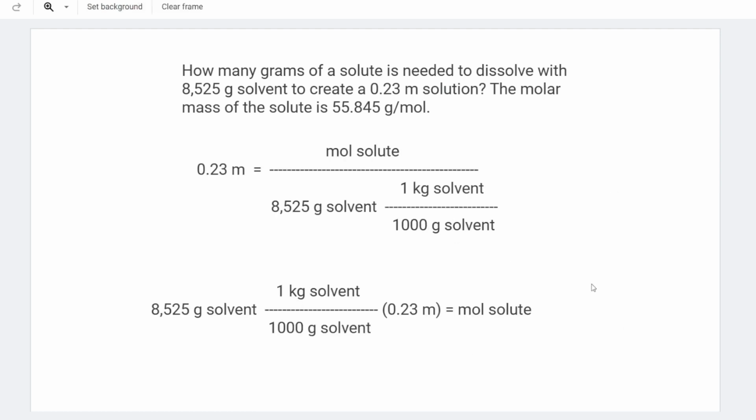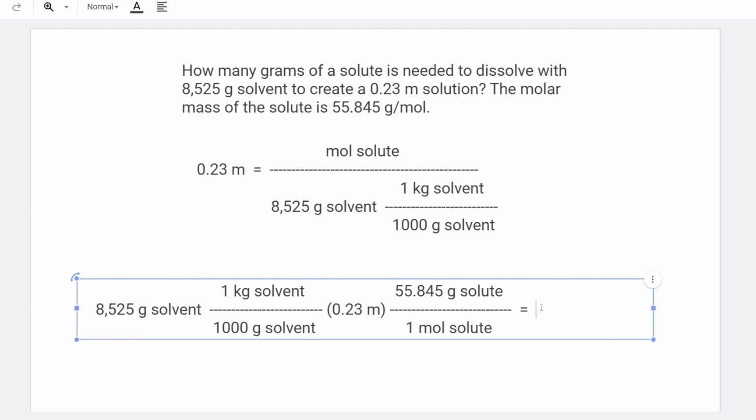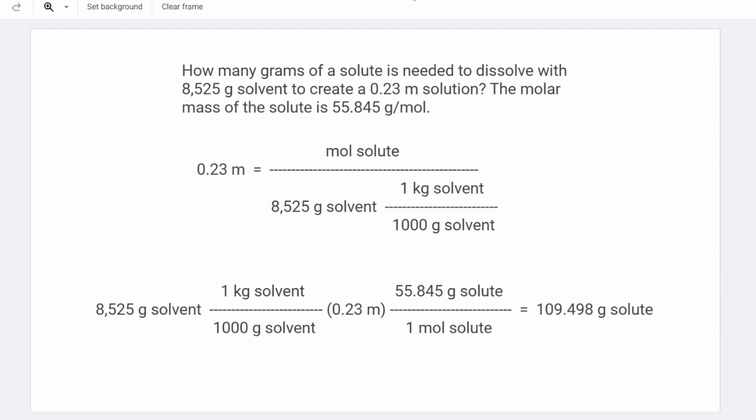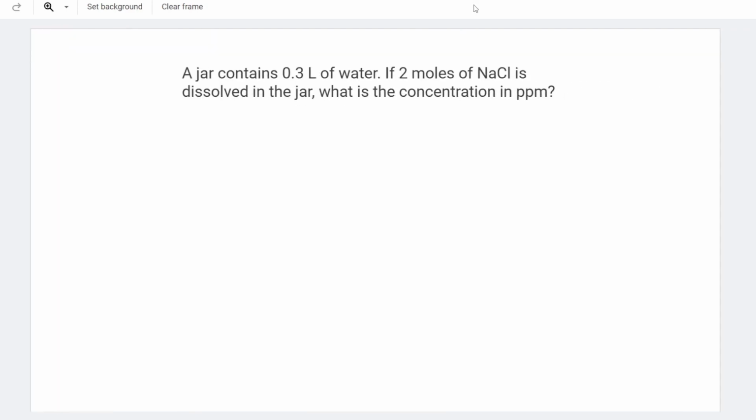Now that we've found the amount of moles of solute that we have, we simply need to convert this from moles to grams to get our final answer. And we can do this by multiplying this number by the molar mass. Now we can simply plug this into our calculator. And you get about 109.498 grams.